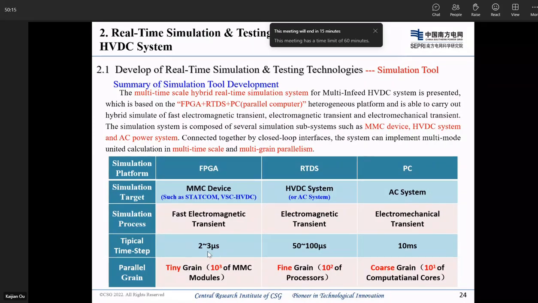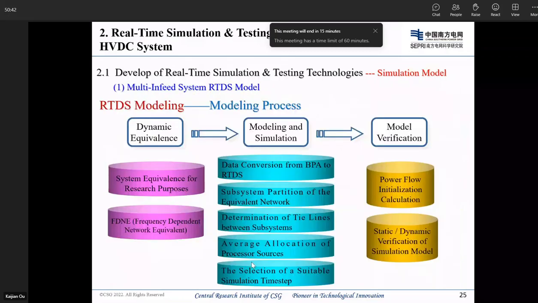And the time step is like this. FPGA is 2 to 3 microseconds, RTDS is 50 to 100 microseconds, PC is 10 milliseconds. So this is the table of the development of real-time simulation testing.